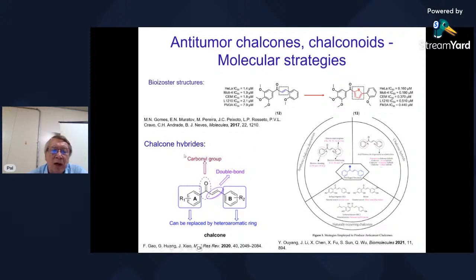As for the chalcone hybrids, hybridization of the chalcone structure with other molecules can be managed through covalent binding of the other structure to any of the aromatic rings, or introduction of a new structure instead of the aryl, the aromatic molecular part.